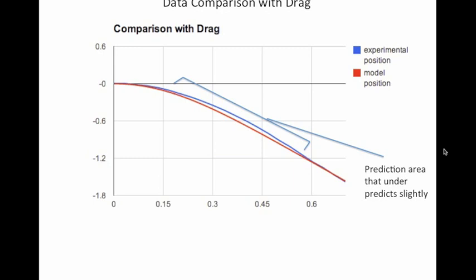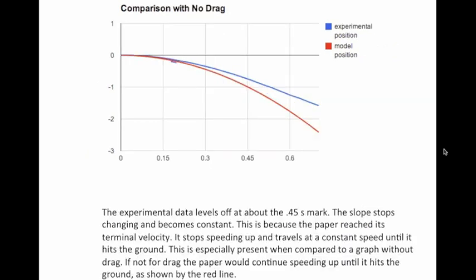shape. The idea of terminal velocity can be explored by looking at the experimental data compared to the model without drag. If not for drag, the paper would accelerate all the way until it hits the ground, as shown by the curved red line. However, that's not the case, and the paper's velocity appears to level out at about the 0.45 second mark. The slope of the line becomes constant, and this means that the paper has stopped accelerating, or reached its terminal velocity. The drag force is what's responsible for slowing down the paper.